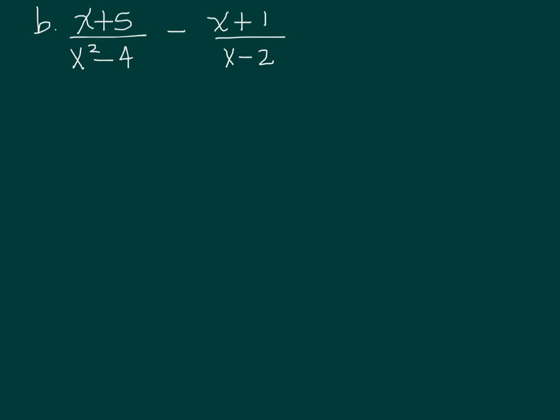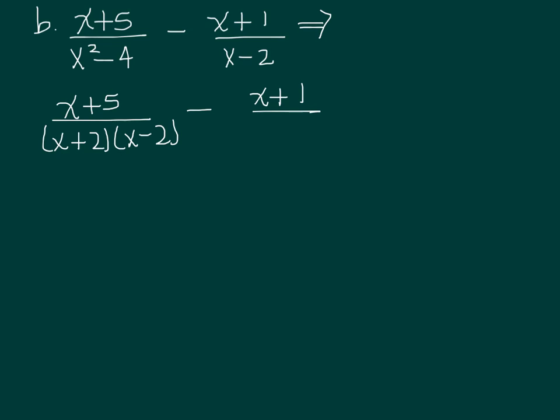Example 1b. First thing you want to do is see if we can factor the denominators so we can see if the denominators are the same. Okay, notice our denominators are not the same. This one has 2 factors and this one only has 1. So this one needs an x plus 2. And whatever you do to the bottom, you have to do to the top. So now I have the same denominators.